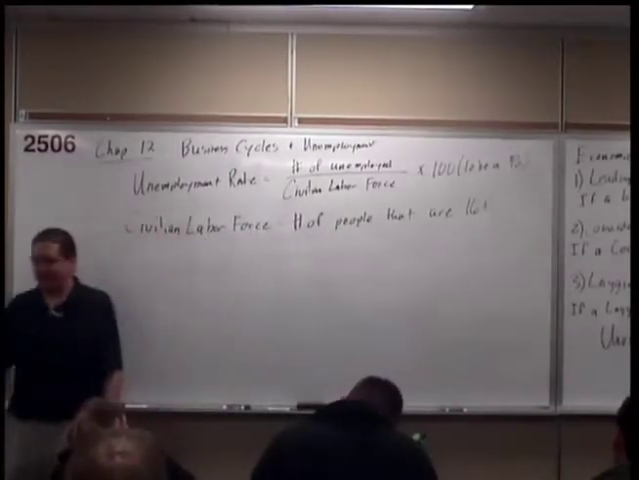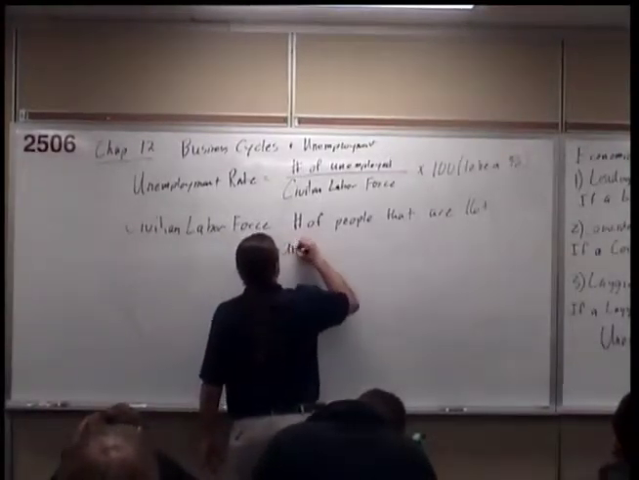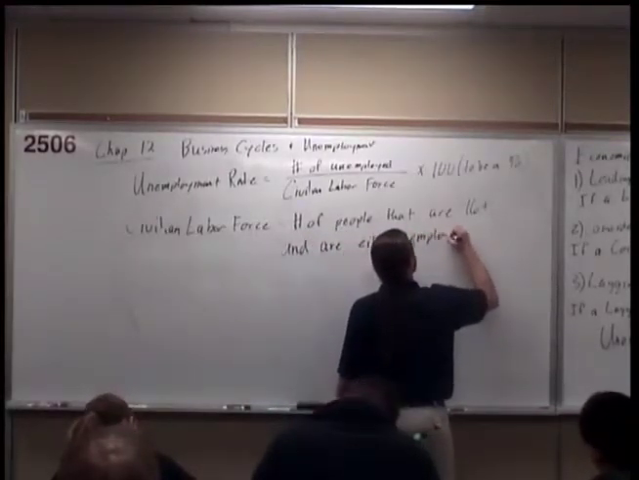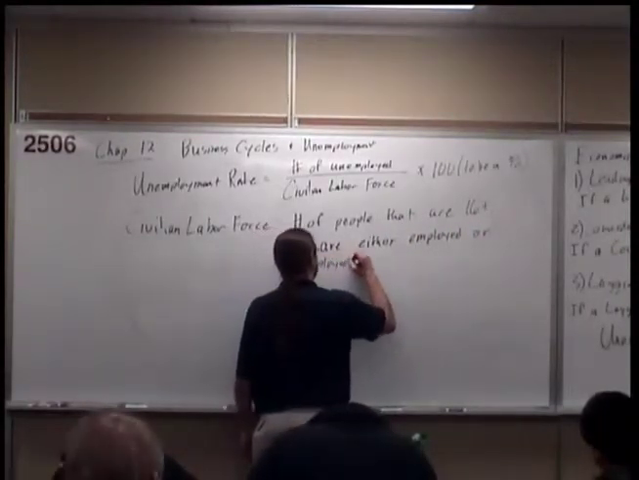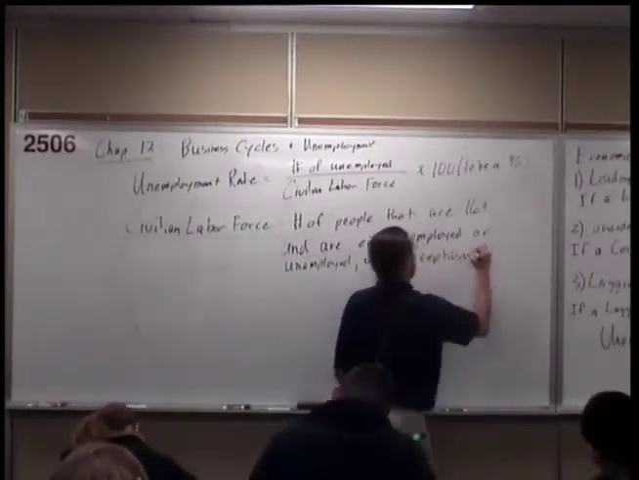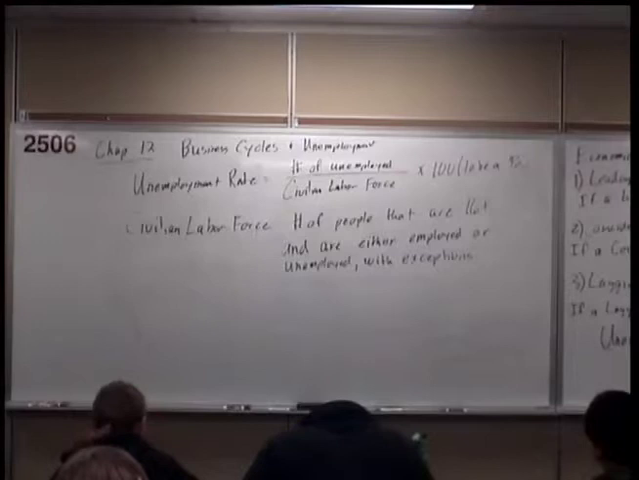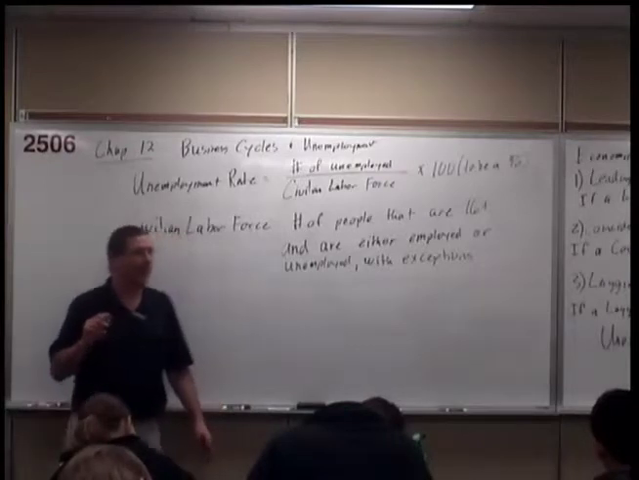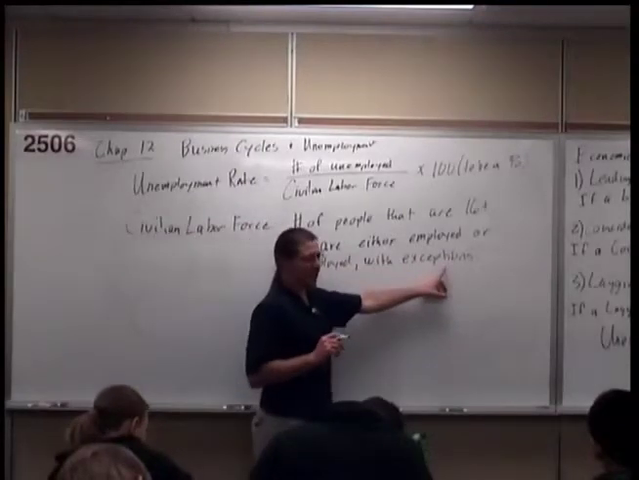Now, there are exceptions. Let me get to the exceptions first, right? So, the number of people that are 16 plus and are either employed or unemployed. And then there are exceptions. What about legal citizens? Those are not in there, right? And we'll see why in a little bit, right? So the first things that are exceptions.